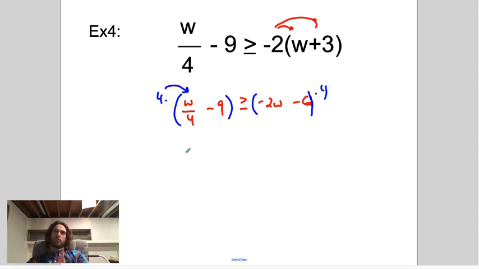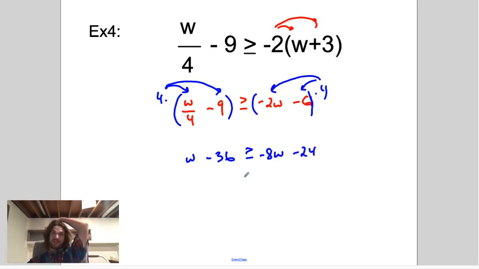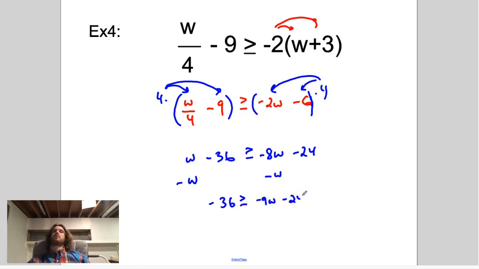4 times w over 4 is just w. 4 times 9 is negative 36. 4 times negative 2 is negative 8w. 4 times negative 6 is negative 24. Okay, we want to get these two terms together. I'm going to deliberately choose the harder direction, just to remind you. I'm going to subtract w from both sides. There's multiple ways to do this. You'll get negative 36 is greater than or equal to negative 9w minus 24.